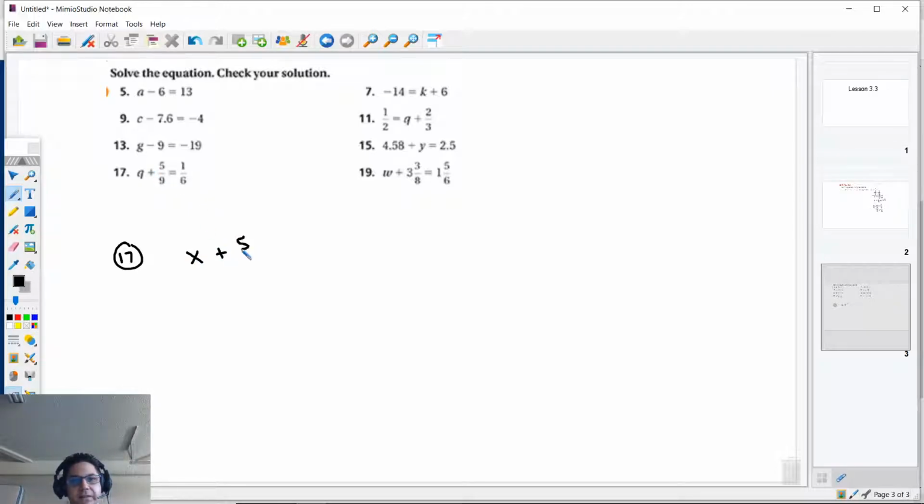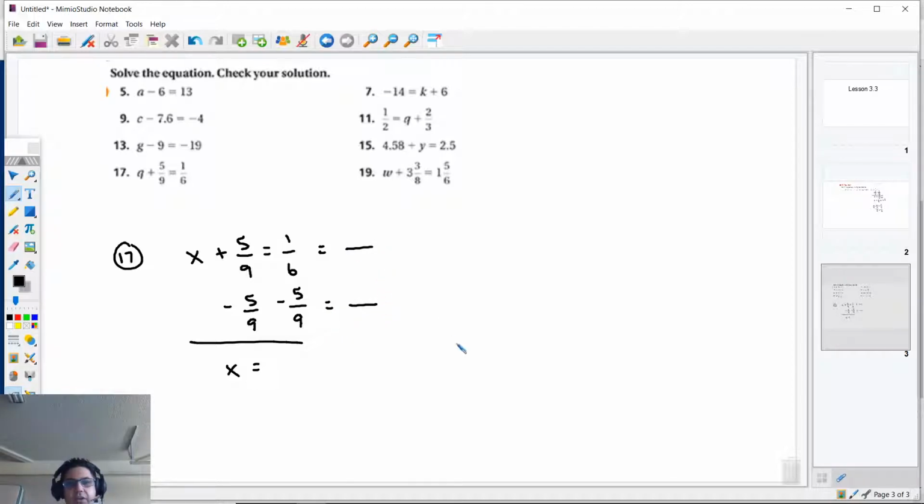So X plus 5/9 is equal to 1/6. So you can do it here or in a moment, but I'm not able to actually subtract because different denominators. So if I'd like to, I can go ahead and put it over here as equivalent fractions with a new denominator. LCD between 6 and 9 would have to be an 18.